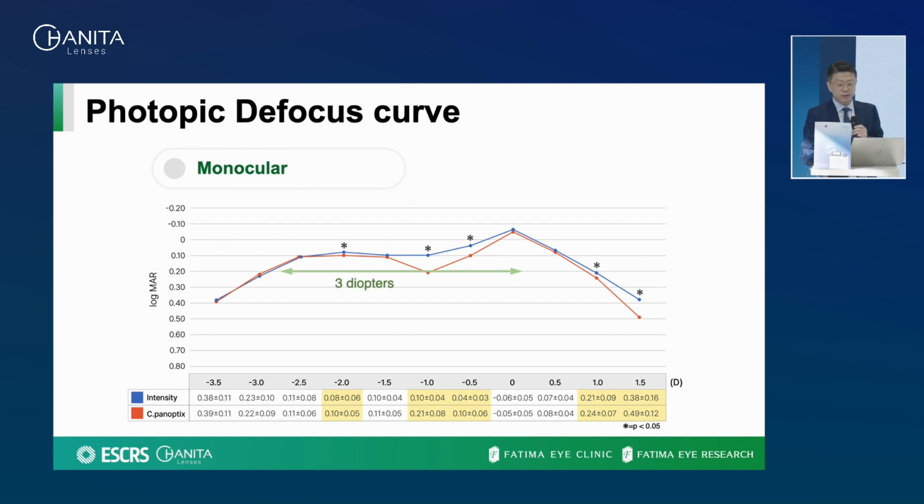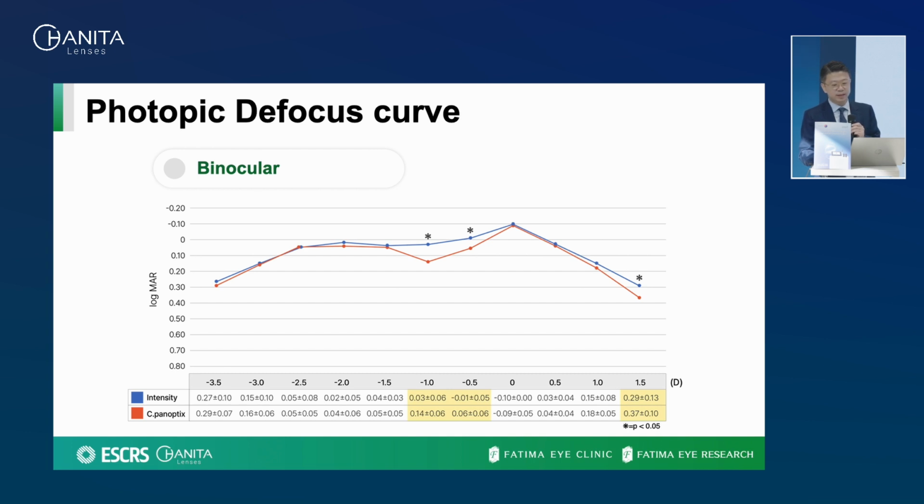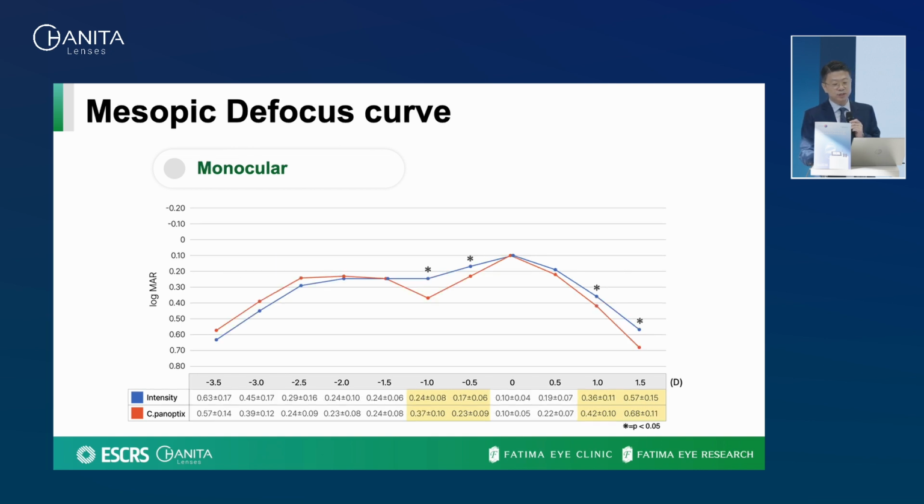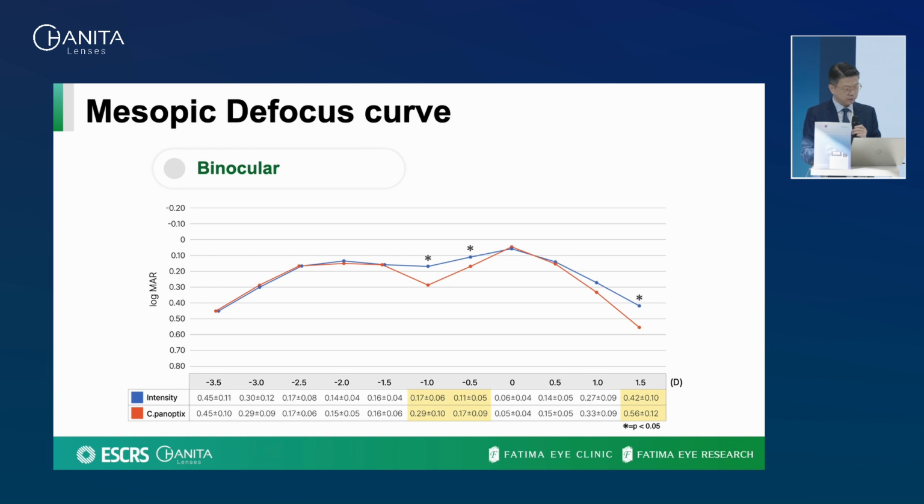In binocular situations, those results were more prominent, and the Intensity had a better depth of field than the Panoptix, especially from minus 0.5 to minus 1.0 diopter range. In mesopic situations, there is not much light, and usually you can't really see the difference between different diffractive type IOLs. However, with Intensity IOLs, even in mesopic conditions, you can see the differences, especially in the intermediate defocus range from minus 0.5 to minus 1.0 diopter, in binocular situations, where Intensity had better results.